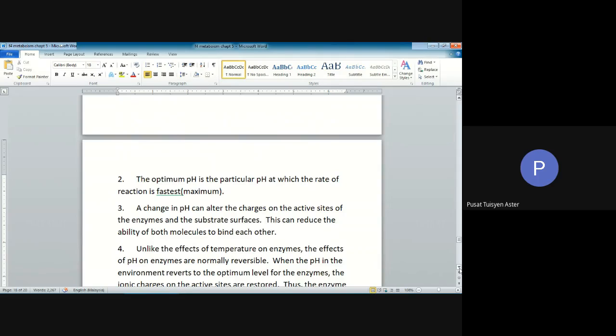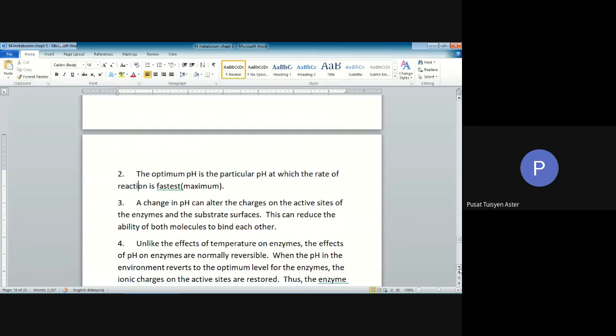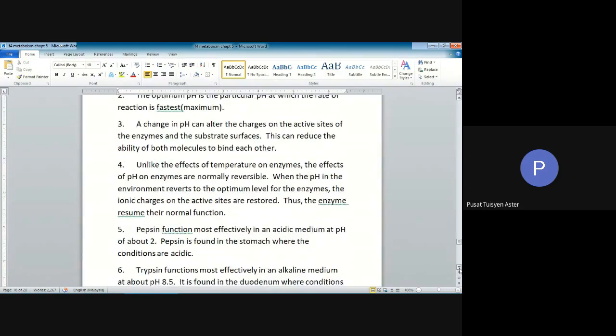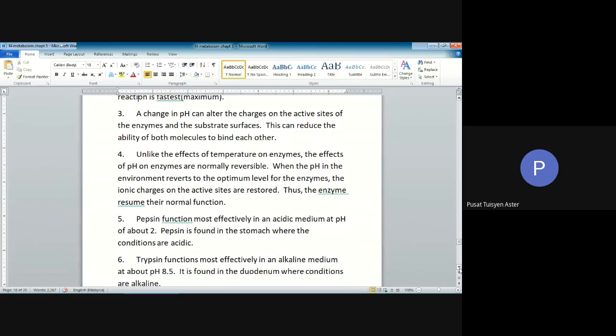Okay, so the optimum pH is the particular pH at which the rate of reaction is the fastest, the maximum. A change in pH can alter the charges on the active site of the enzyme and the substrate surfaces. For example, at the active site there are a few charges which will break down the substrate to form products. A change in pH can reduce the ability of both molecules to bind to each other.